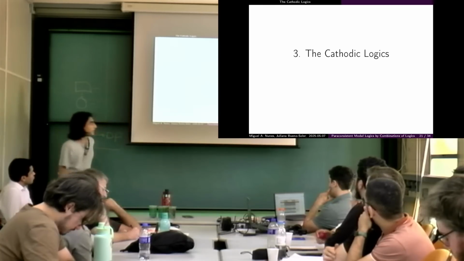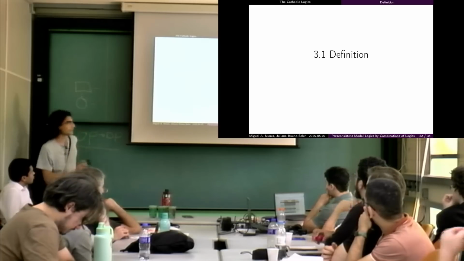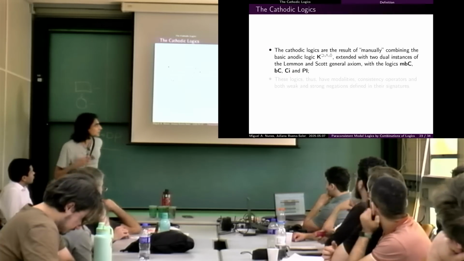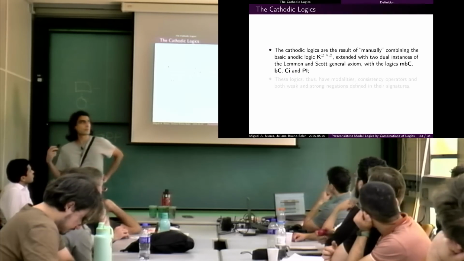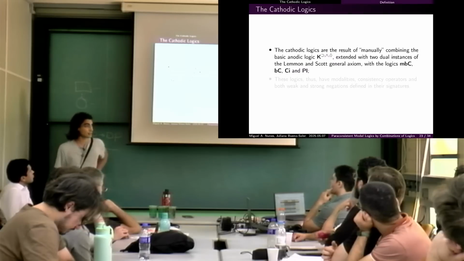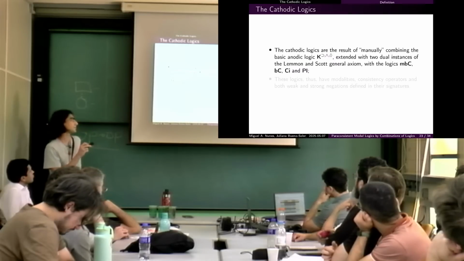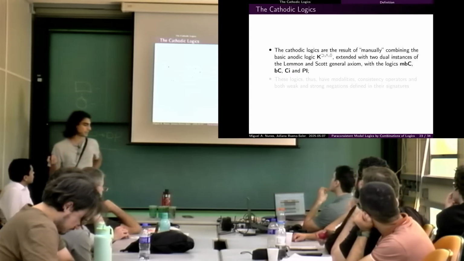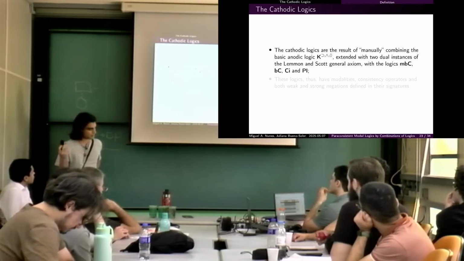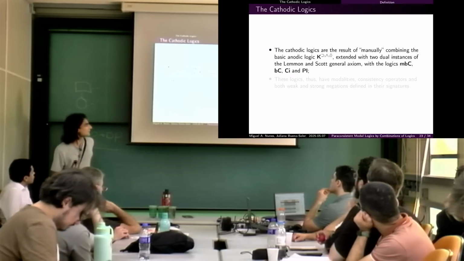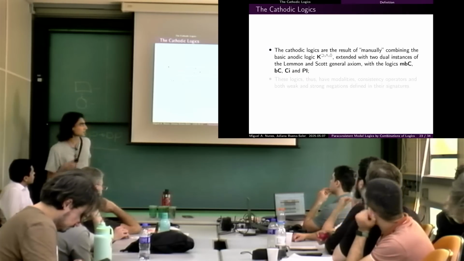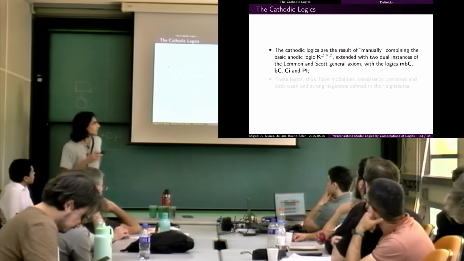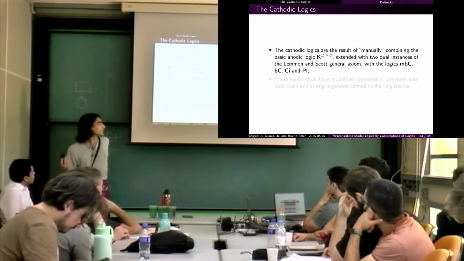Okay. So the cathodic logics. First, their definition. The cathodic logics are the result of manually combining the basic anodic logic, which is represented by this. It's simply the modal logic K that has the implication, the conjunction, and the possibility, together with the box and the disjunction, I think, I forgot, extended with some instances of the Lemmon-Scott general axiom, with the logics MBC, BC, CI, and PI.